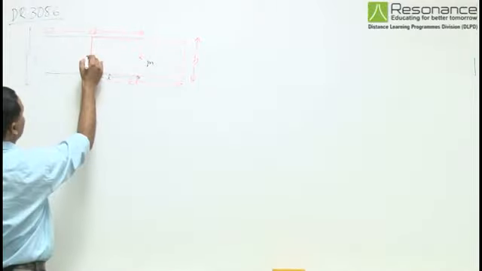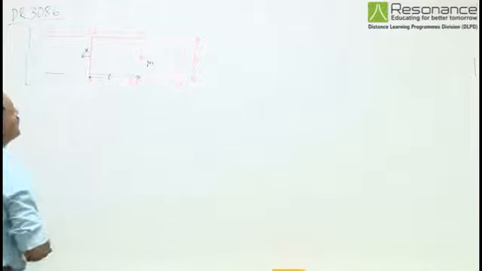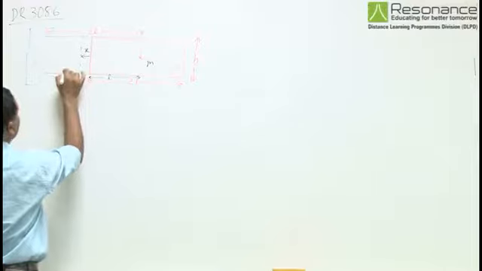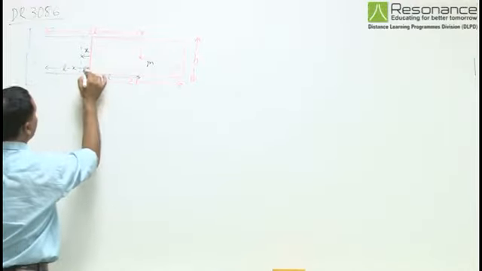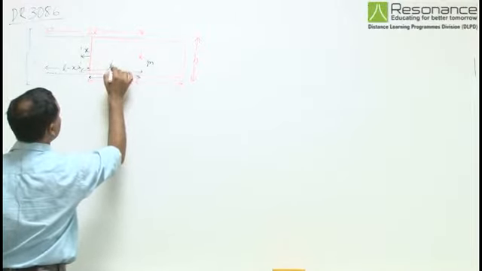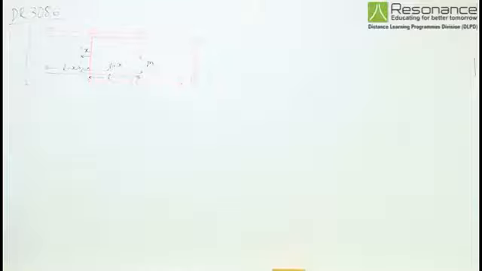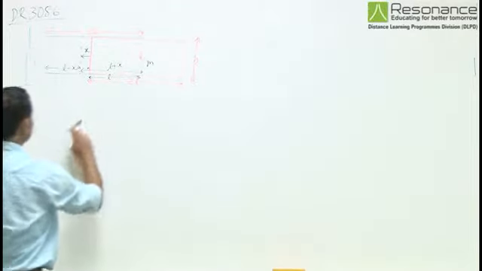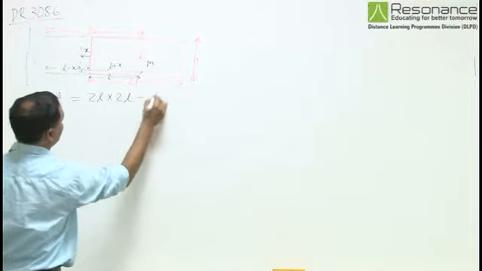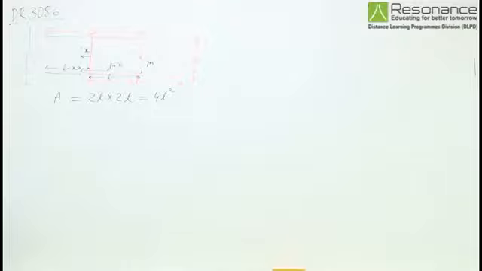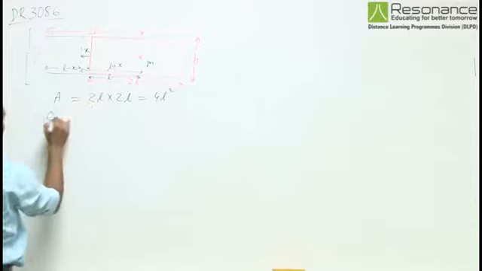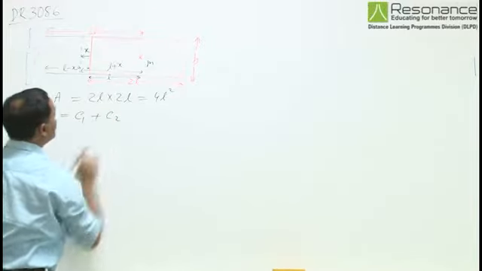Let us assume that X portion of the dielectric has also entered within the parallel plate. So the length of this portion is L minus X and the length of the remaining portion is L plus X. The width of the dielectric is also 2L, so the area of the plates is 2L into 2L, that is 4L square, and this is two capacitors connected in parallel. C is equal to C1 plus C2.